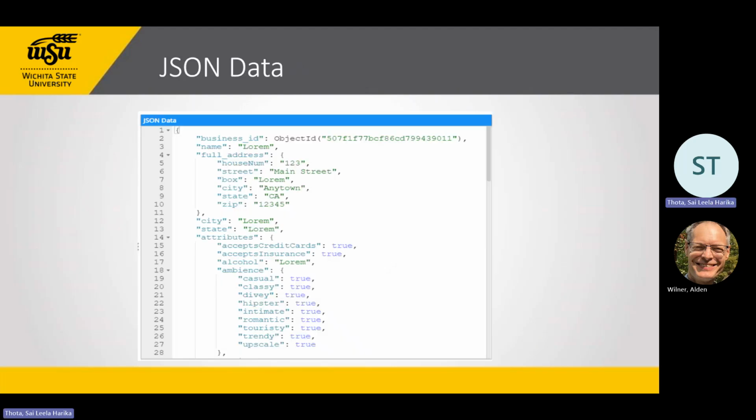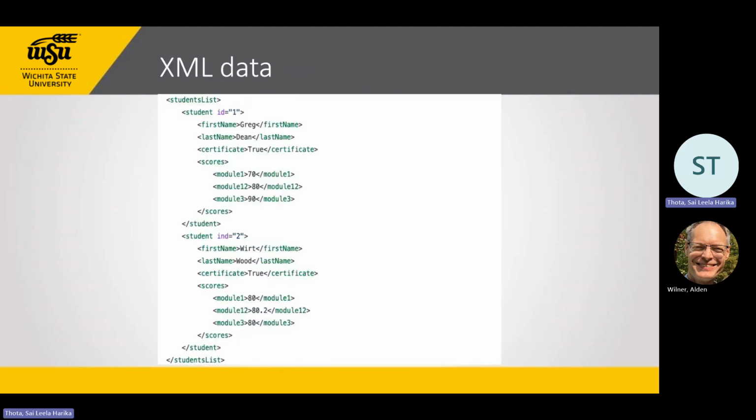This is an example for JSON data. If you observe the JSON, it seems to be structured, but not 100%, right? So that is the reason it comes under semi-structured data. And XML data. In XML data, we used to have tags.